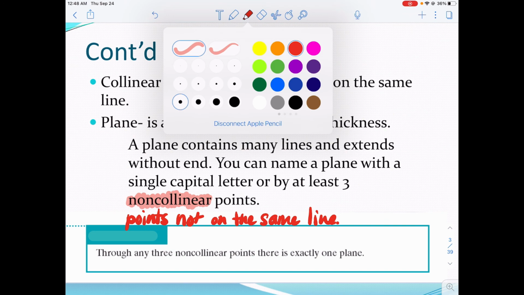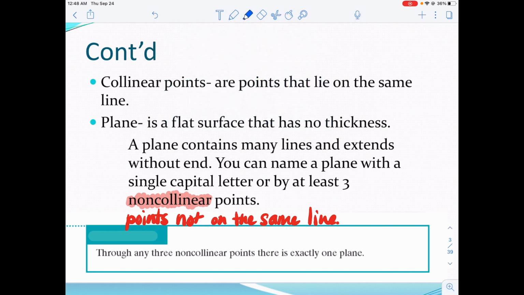Other super important thing is how we name a plane. We can name a plane with a single capital letter or at least 3 non-collinear points. So this is how we name our plane. The other sentence in that box says, through any 3 non-collinear points, there is exactly one plane. So you just need to remember that anywhere you see 3 non-collinear points, you have a plane automatically.